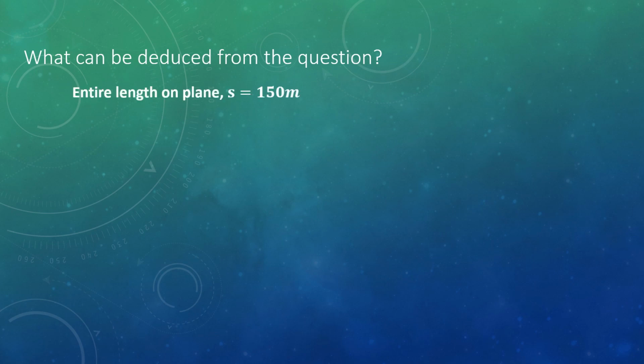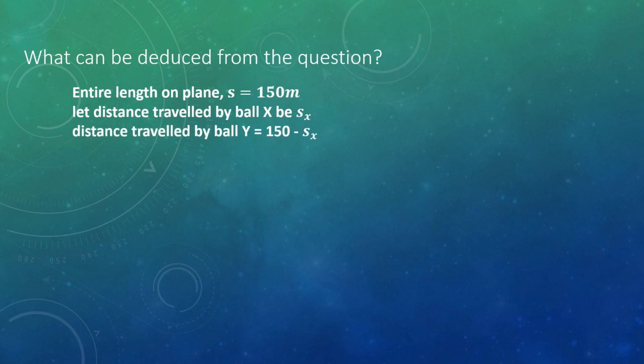The entire length of the plane is 150 meters, so that's our S. Let the distance traveled by ball X be Sx, and the distance traveled by ball Y be Sy. But since the overall is 150, you can just get it by subtracting the other side from 150. So that's what we've done.